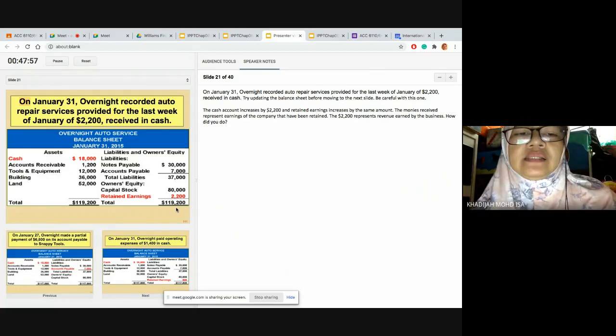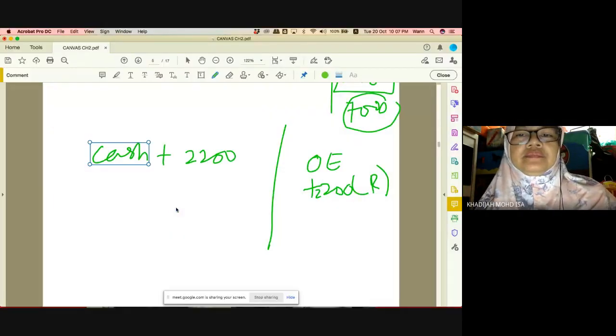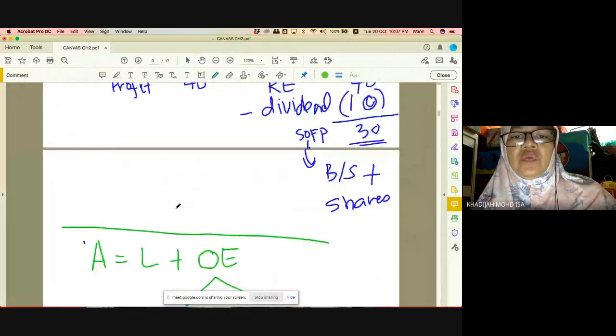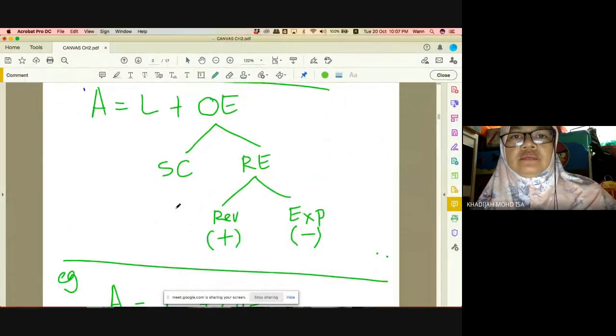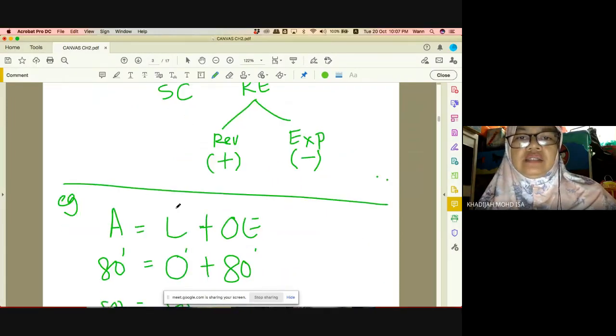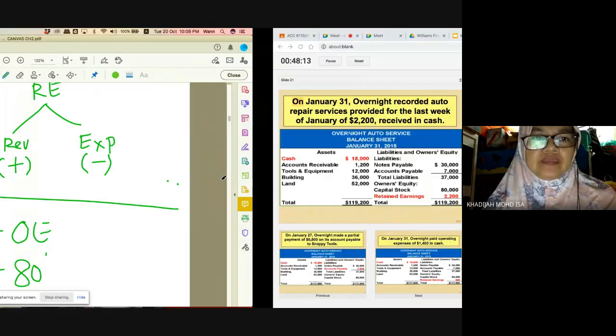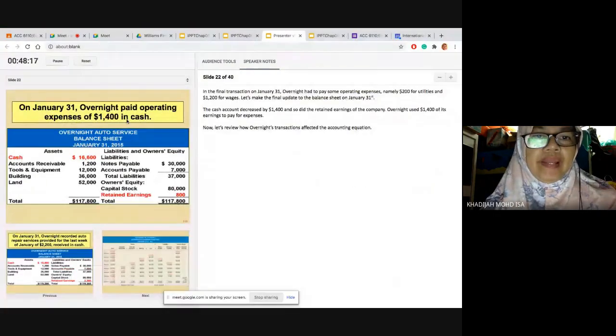Kenapa retained earnings? Because revenue is part of retained earnings. You always go back to here. Yeah, revenue is part of retained earnings, plus. Okay. The next example, apa buat?